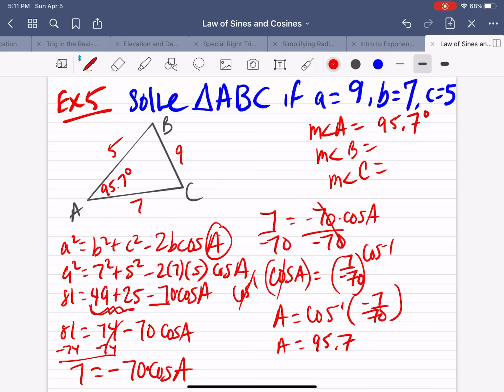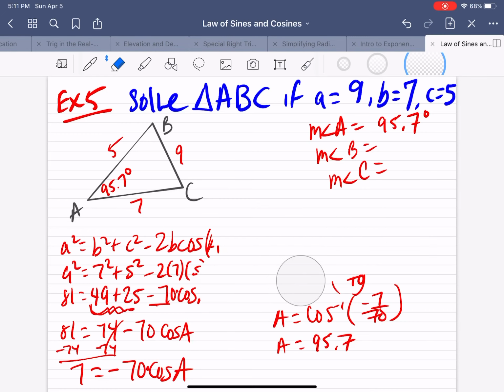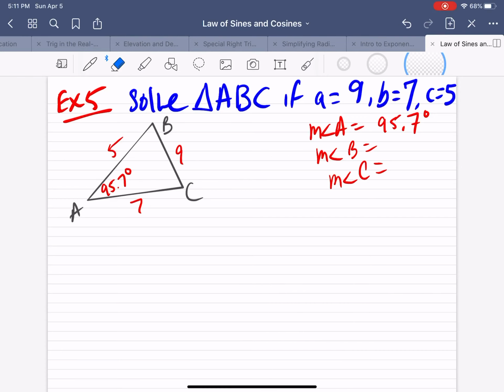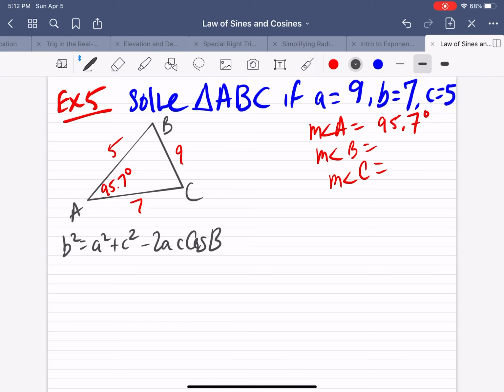Now, after you have the measure of angle A, you are able to do law of sines to find B or C. But to get more practice using law of cosines, let's do law of cosines to solve for the measure of angle B. So we're going to use the following formula. Since we are trying to find angle B, everything should be substituted except the B. So let's substitute. Side b is 7, side a is 9, side c is 5.